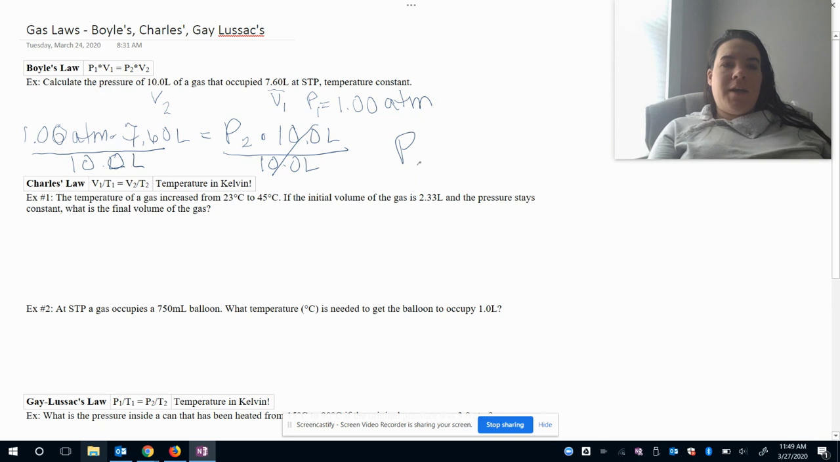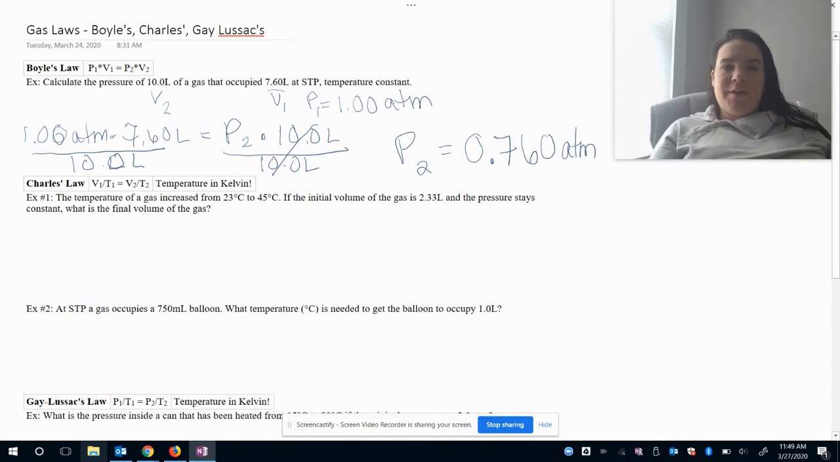And when we plug that into the calculator, 1 times 7.6 is 7.6 divided by 10 is going to be 0.76. And we're going to follow our sig fig rules. All these numbers had 3 sig figs, so our answer should as well. So 0.760 atmospheres would be our final answer.